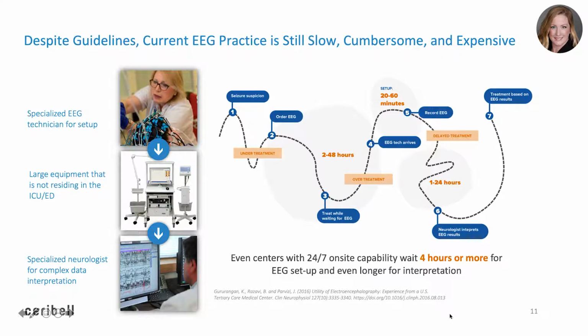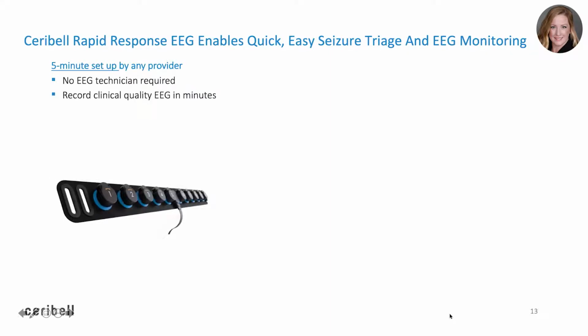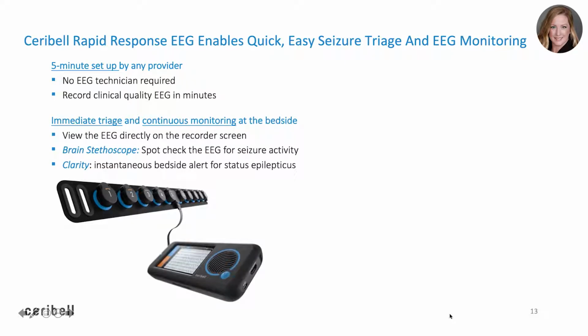Lack of innovation in this space has left clinicians to continue treating empirically within a slow and cumbersome system. The unmet need is what has brought Ceribell Rapid Response EEG to the bedside for quick seizure triage and monitoring. So what is Ceribell? Ceribell is a three-part system. A single patient-use disposable headband that can be set up by any clinician and within 5 minutes have clinical quality EEG. There is a pocket-sized recorder that displays the EEG on the screen.